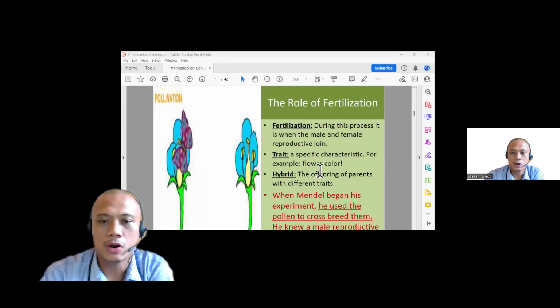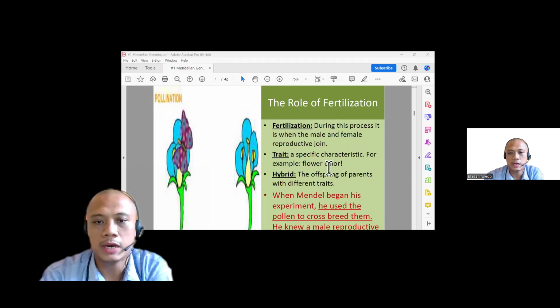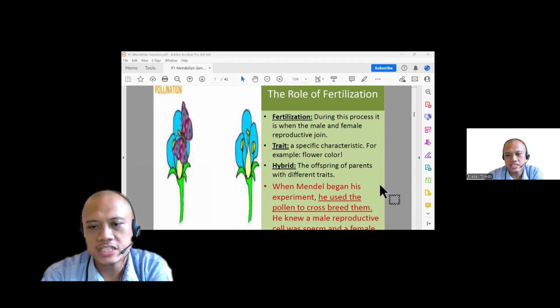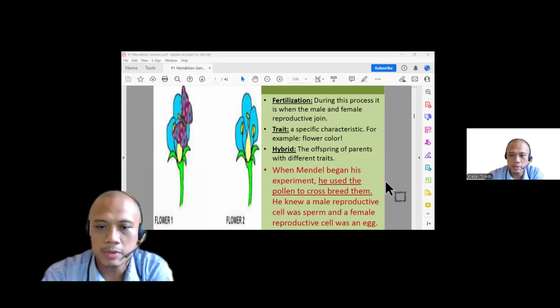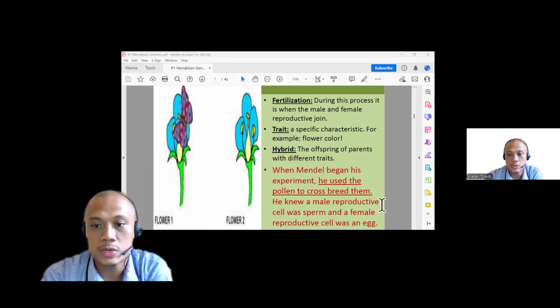Okay, trait is a specific characteristic. For example, the color of the flower. Now, they call it trait, which is actually the one that is expressed. But what about the one that we're talking about, the one that is hidden? Okay, take note of that one. When Mendel began his experiment, he used the pollen to crossbreed them. He knew a male reproductive cell was a sperm, and a female reproductive cell was an egg. That's the terminology there.